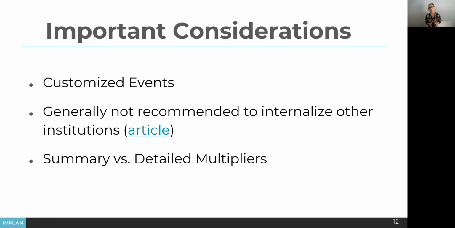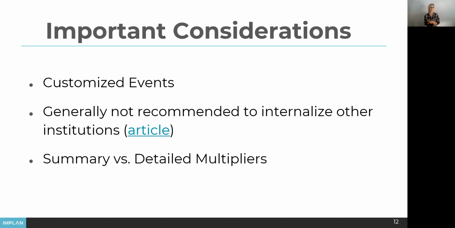Another thing to note is that in InPlan, the default setting is for household spending to be the only thing that creates induced effects. It's generally not recommended to internalize other institutions. Now, what does that jargon mean? It just basically means not to assume that other institutions like state and local government or federal government are going to spend more in the region associated with your impact, because that's very rarely the case.